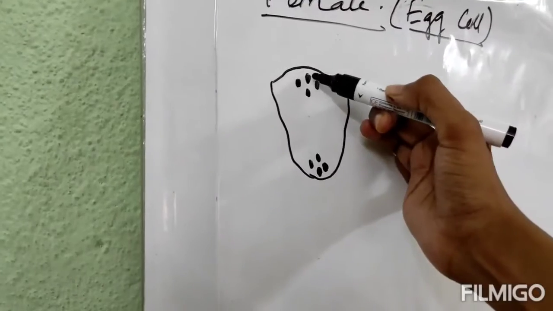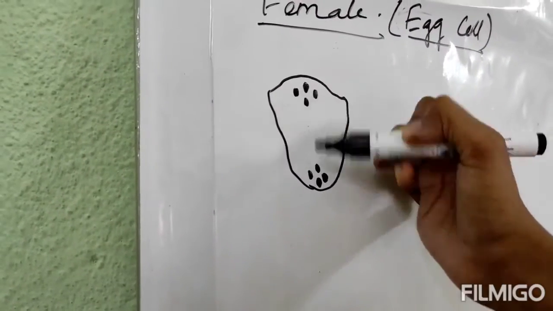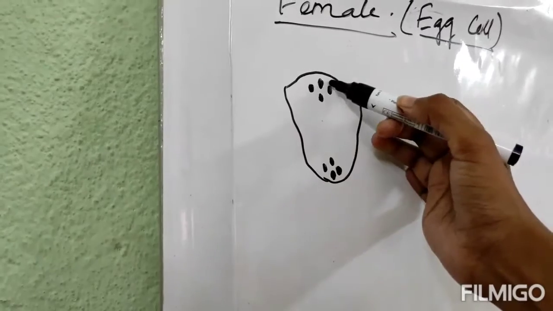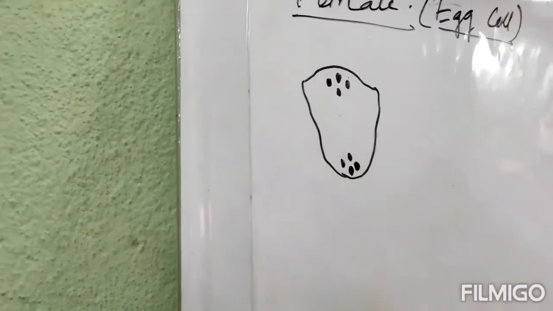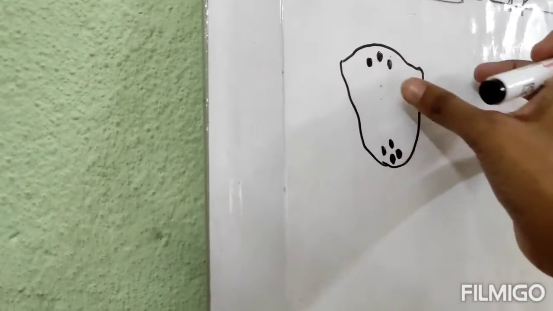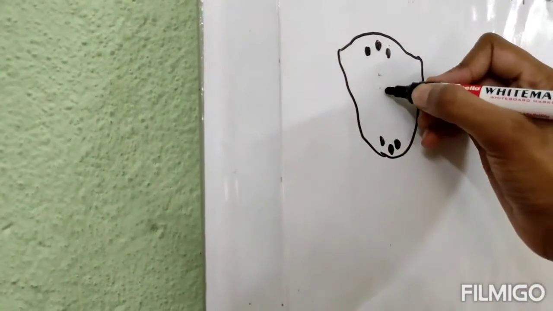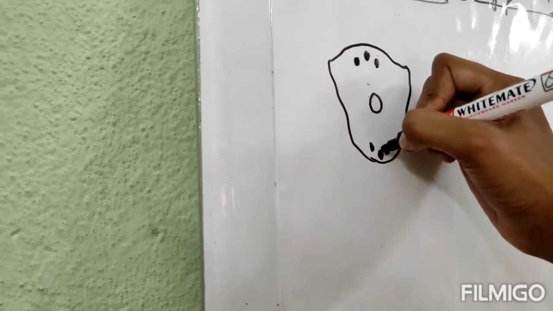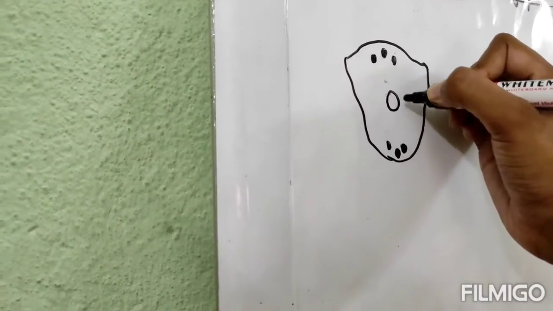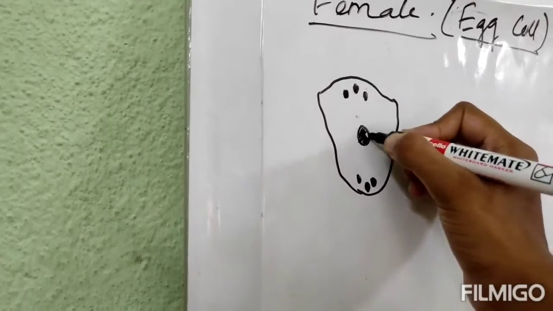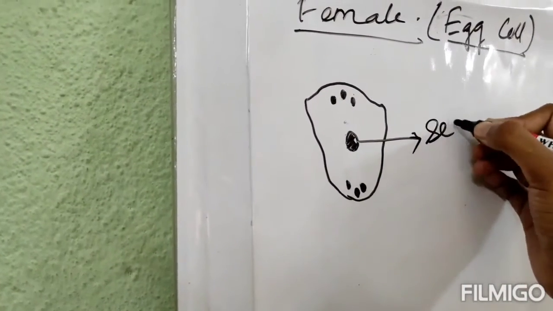Okay, that means from one nucleus we are getting four nuclei, and from the other nucleus we are getting four nuclei. That means four on this side and four on this side. Now one nucleus from each side will come to the middle and fuse together. One nucleus from here and one from here come to the middle and fuse together. Okay, this fusion, this resultant product, is the secondary nucleus.